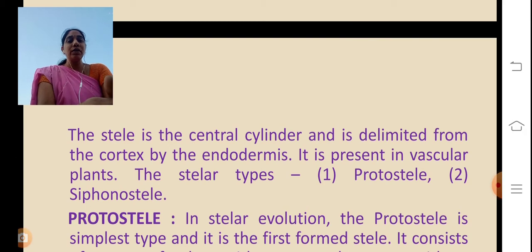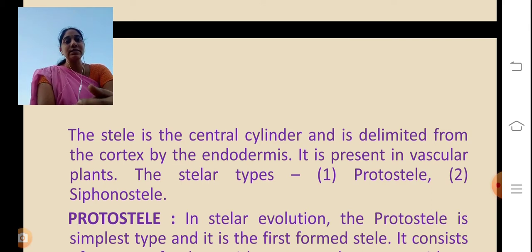So, first of all, what is stele? The stele is the central cylinder and is delimited from the cortex by the endodermis. It is present in vascular plants. So, what are vascular plants? The first vascular plants are the pteridophytes. So, the stellar evolution can be observed from the pteridophytes to dicots and monocots. So, pteridophytes, gymnosperms, dicots, and monocots. In all these plants, we can see the stele.